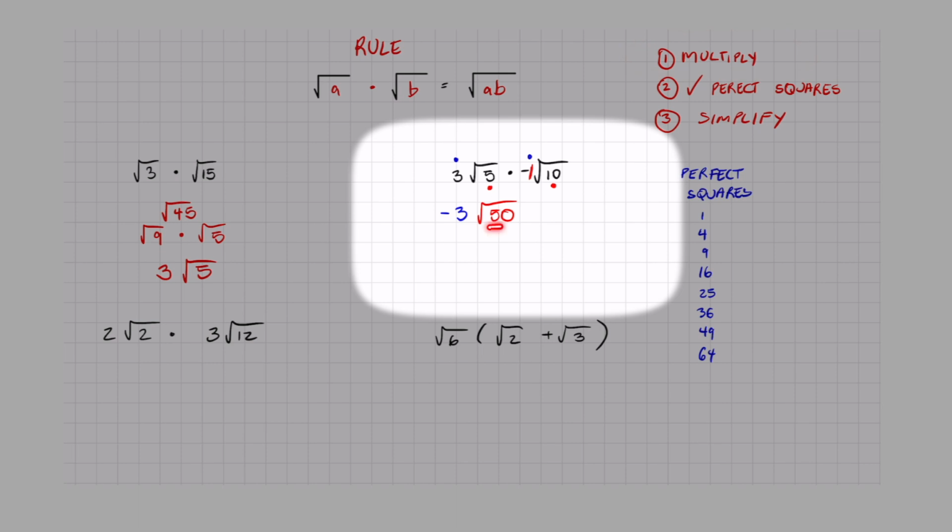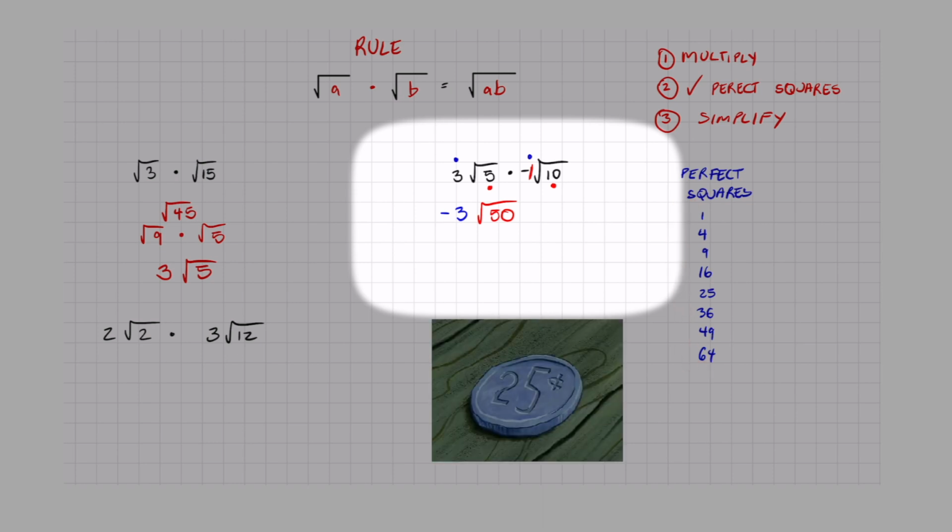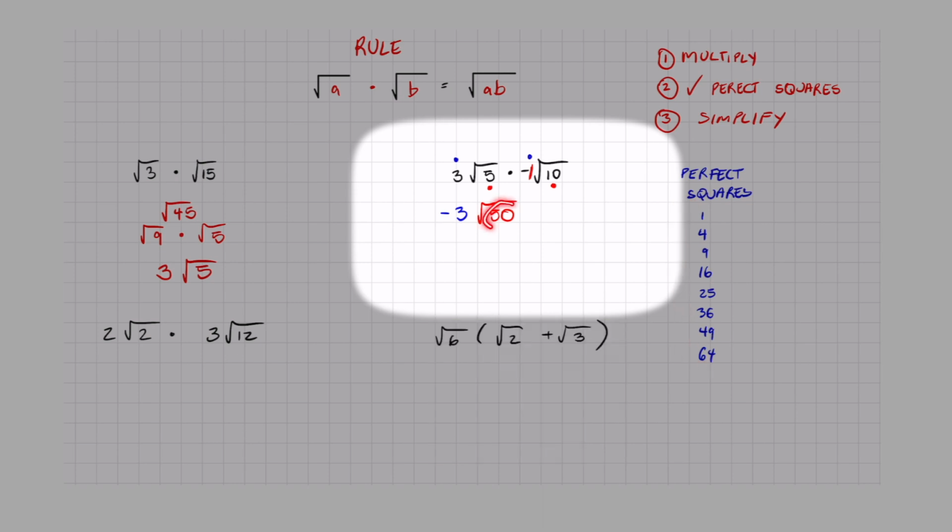Is 50 divisible by any of these perfect squares? Think about money, like counting quarters. 25, 50, 75, 100. Counting by quarters is always divisible by 25. So I can rewrite that. We're just going to write the -3 in the front, followed by the square root of 25. And 25 times 2 is what makes up 50.